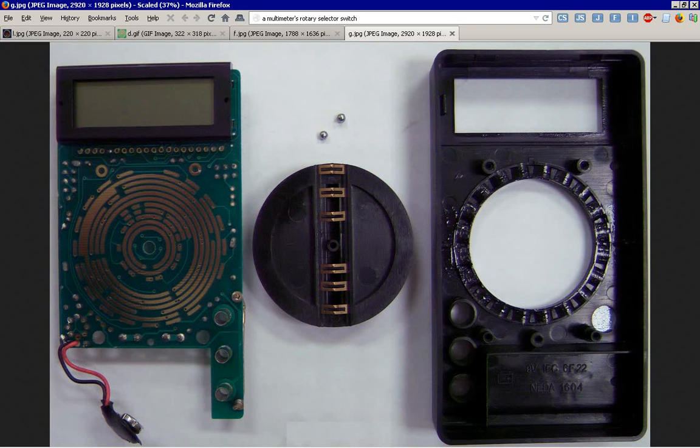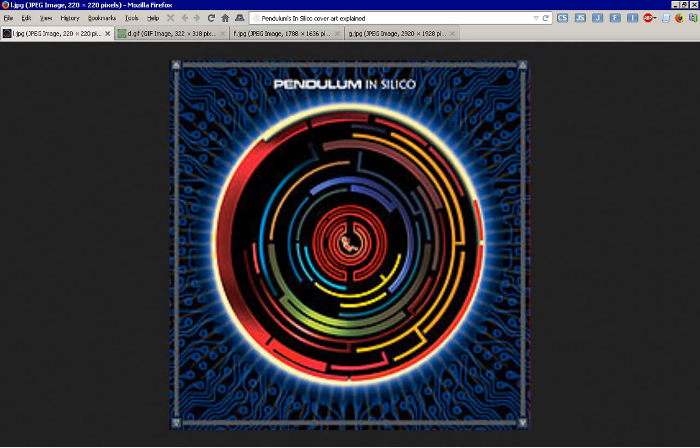It's a form of rotary encoder that's being implemented for doing switching in the circuit board. And it's literally the same thing. It's identical. Let's go back and look at this, the Pendulum In Silico album, not their logo. You notice the traces sometimes connect to an adjacent trace with a jumper. Other times they're literally free-floating in sequence. This is to set up patterns.